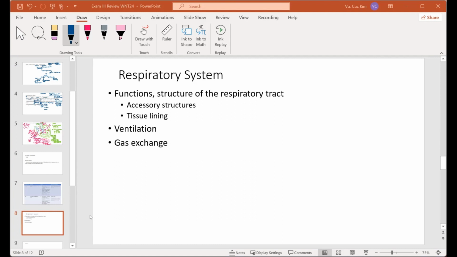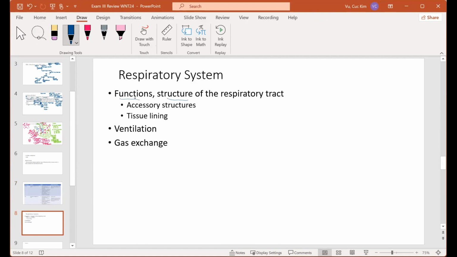I think students usually have a lot of requests about the ventilation and gas exchange, and that's what I'll be focusing on. And then for digestive, the chemicals usually are what get students, so I'll be focusing on that. All right, so with the respiratory system, make sure you know the functions of the respiratory system as well as the structure.